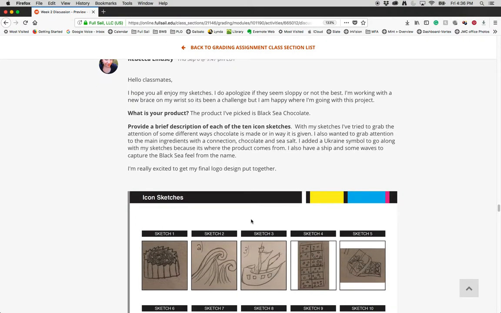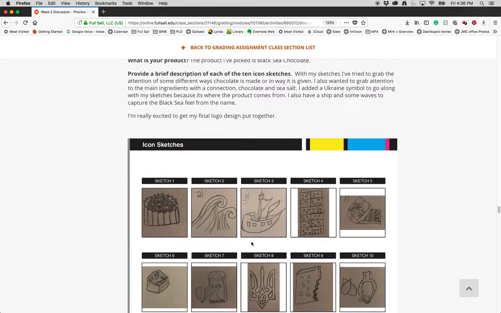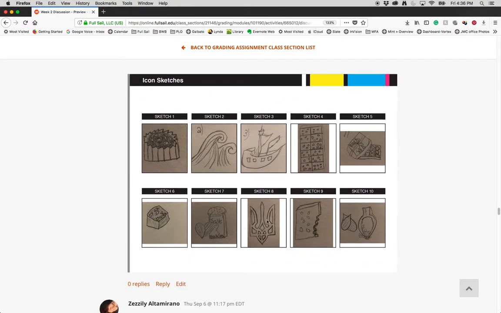Rebecca, you're doing Black Sea chocolate from the Ukraine. You found the Ukrainian anchor icon, which is kind of an interesting shape. Some waves, the ship. The waves, ship, icon, these things jump out to me. Chocolate bars and pictures of chocolate boxes are not really a logo icon idea. The salt shaker is pretty mundane, like this has got some romance to it. So I think the ship, not pirate ship, but the ship is interesting.